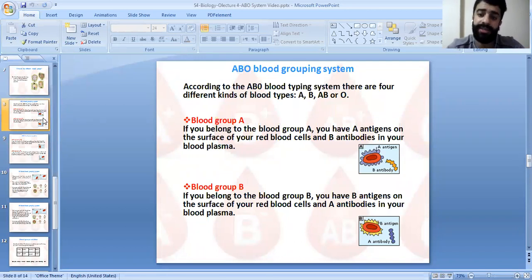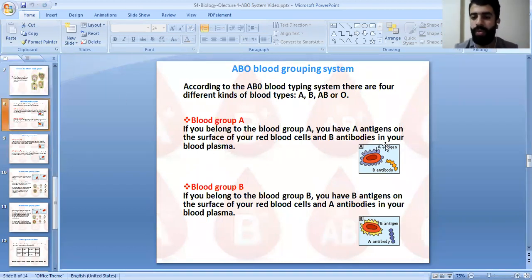So the antigen is A. The opposite is the antibody, so we have antibody B. Immediately, whenever you see any figure having antigen A, the blood group is A. Antigen A alone, I said. So with antigen A, the blood group is A.